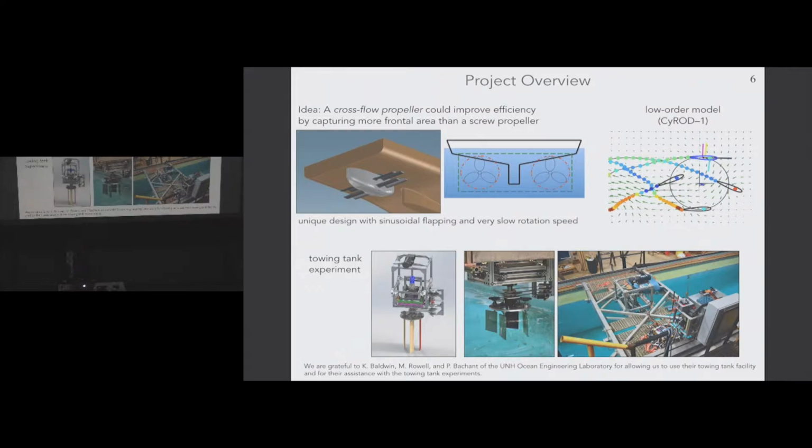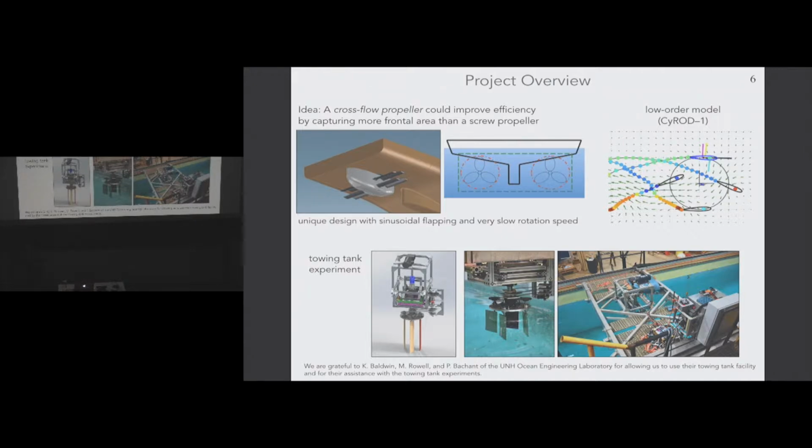Just to give you an overview of the project, we won't have time to go through all the details. In particular, I'm going to skip all the details of the experiment, just to say we did that, and I want to give my appreciation to the UNH folks who let us use their towing tank down there. So thank you to UNH. Again, the theory is you have some package space underneath the ship. If you use screw propellers, you can only capture some of the area. If we use the cross-flow propeller, maybe we can capture more area and therefore have a more efficient propeller.